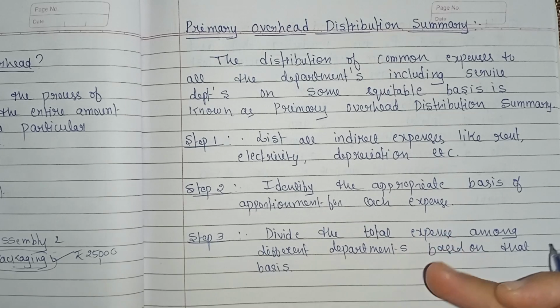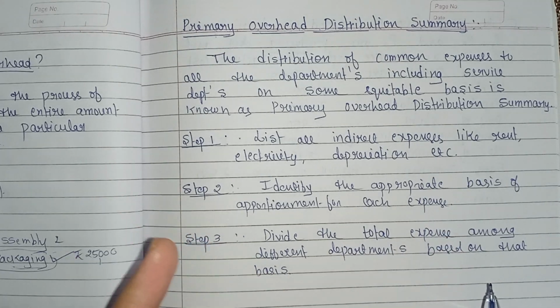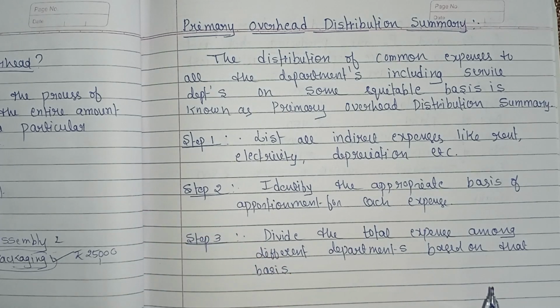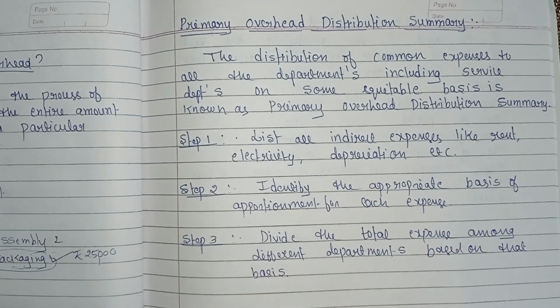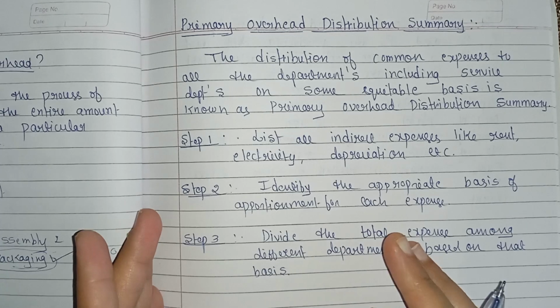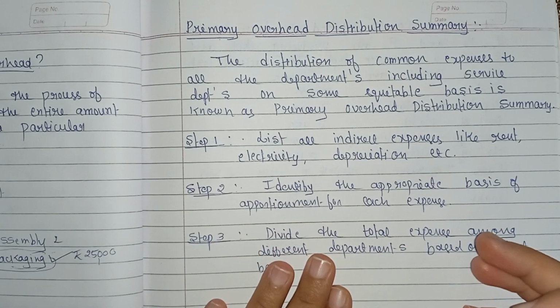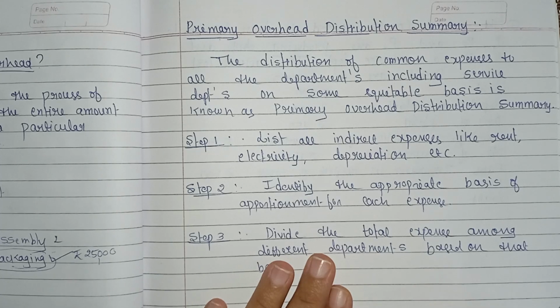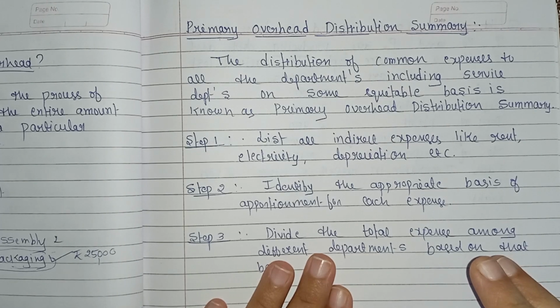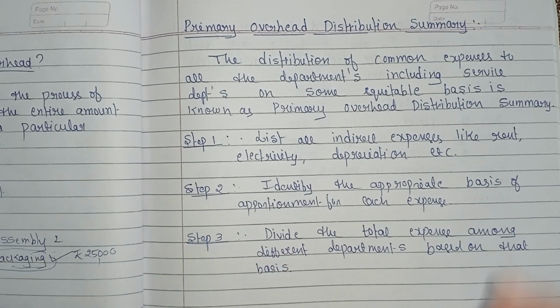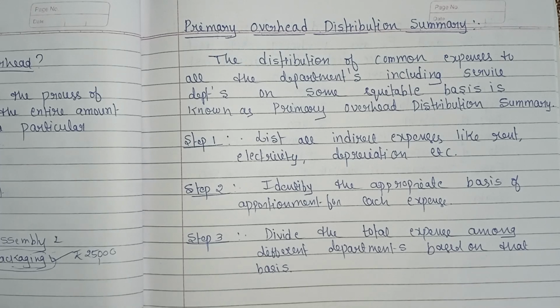Here all indirect costs like rent, electricity, depreciation, repairs and maintenance, etc. are allocated and apportioned to various departments such as production and service departments. Clear? Production departments, it means what? These are the departments that are directly involved in the manufacturing of the product. And service departments do not produce the goods directly, but they provide support to the production department. Clear? That is the difference between production and service department.